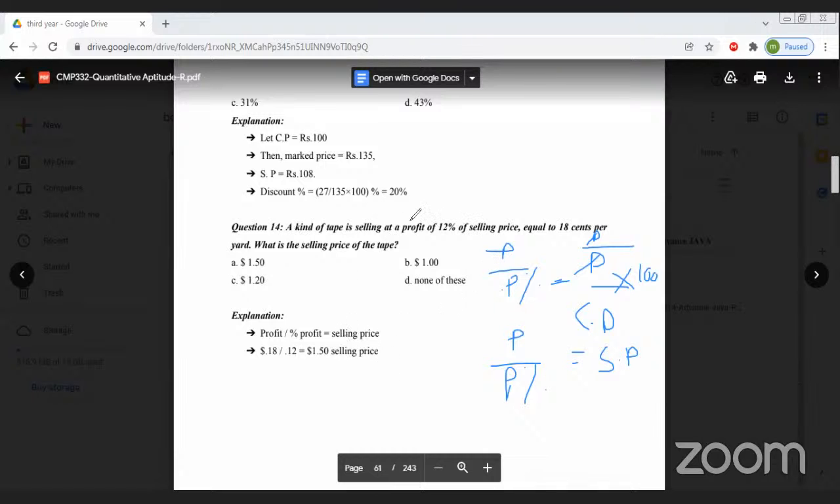Now, the tape is selling at a profit of 12%, which equals 18 cents per yard. So 18 cents becomes your profit, and this is your profit percent. So your selling price will be 150. Understood so far, students?